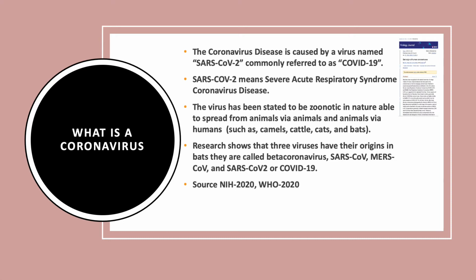The virus has been stated to be zoonotic in nature, able to spread from animals to animals and also animals to humans. So camels, cattle, cats, and bats have been known to carry the coronavirus. Research shows that there are 3 viruses that have their origins in bats, and they're called beta coronaviruses. The severe acute respiratory syndrome coronavirus 1, Middle East respiratory syndrome coronavirus disease, and what we know today as COVID-19.